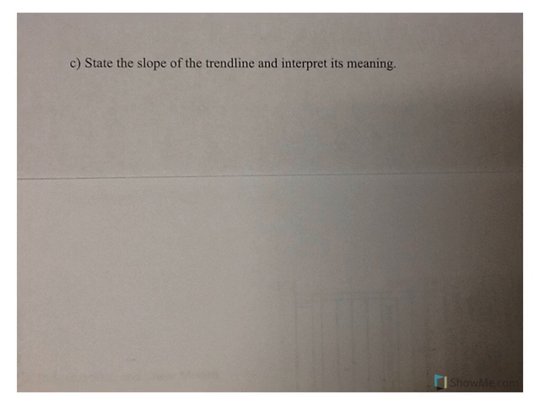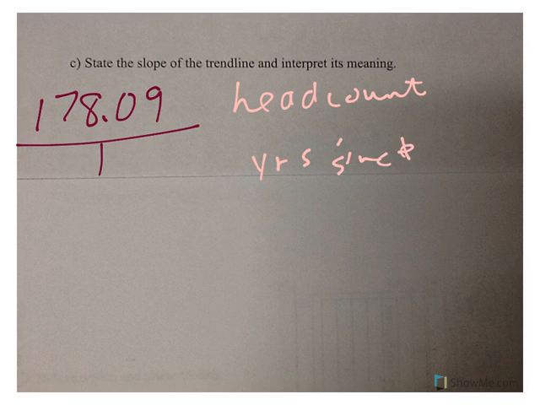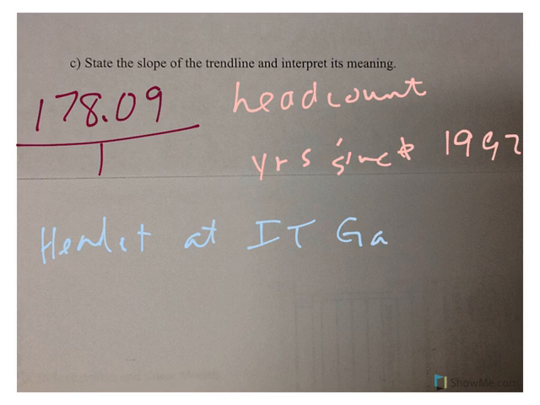State the slope of the trend line. Well, the slope is in front of X. So the slope is 178.09. I'm going to put it over 1 because slope is easiest over 1. The dependent variable is on top, and this is head count. The independent variable is years since 1992.